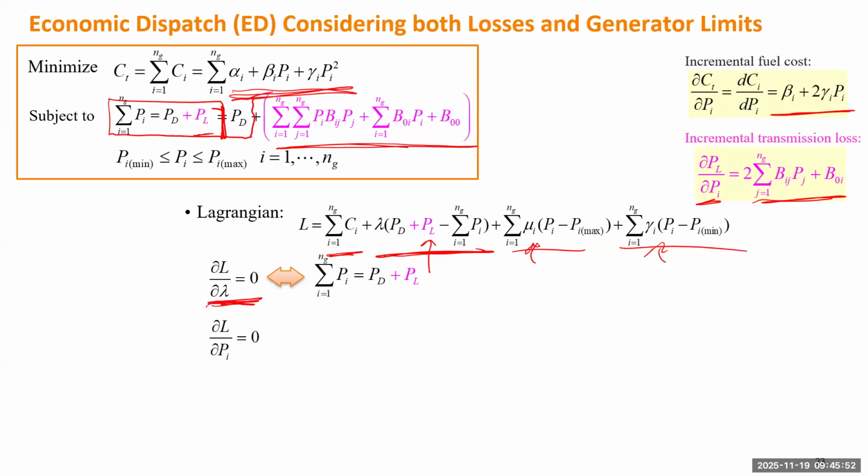Partial L by partial lambda equal to 0 basically just means this equation, the equality constraint. The second type of element, partial L by partial Pi equal to 0, now becomes this one. If you compare to the original incremental cost, there's one item added here, which is about the transmission loss.